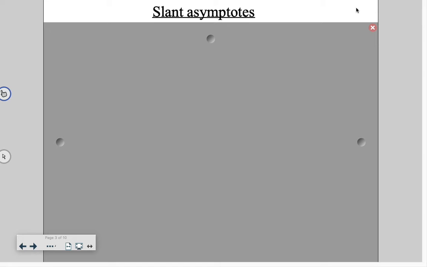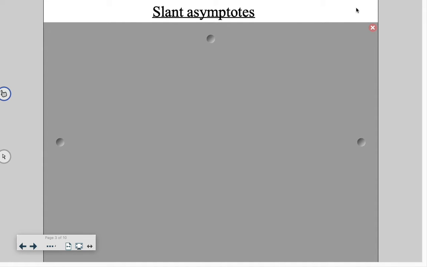So here's the one slide. There's two things you need to know about slant asymptotes. How do you know when you have one? And then once you've identified that we've got a slant asymptote, second one then is, how do I know where it's located? Okay, when and where are the two questions we're going to answer.